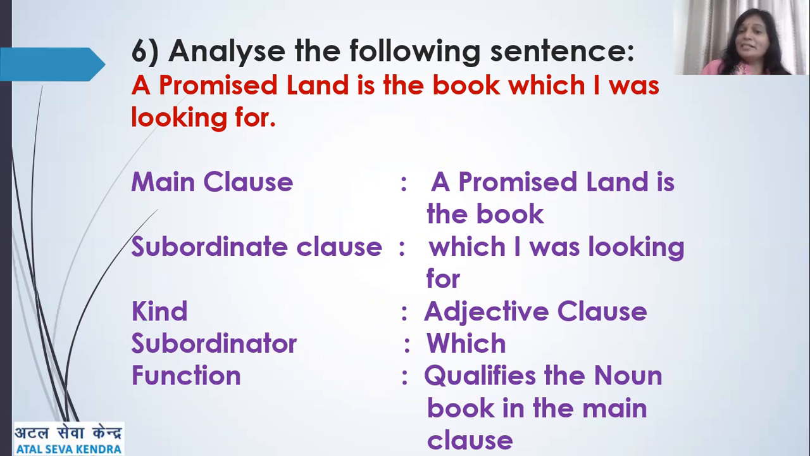A Promised Land is the book which I was looking for. Here the main clause: A Promised Land is the book. Subordinate clause: which I was looking for. Which I was looking for is a group of words which is telling you more about the book. So it is an adjective clause. Subordinator: which, qualifies the noun book in the main clause.